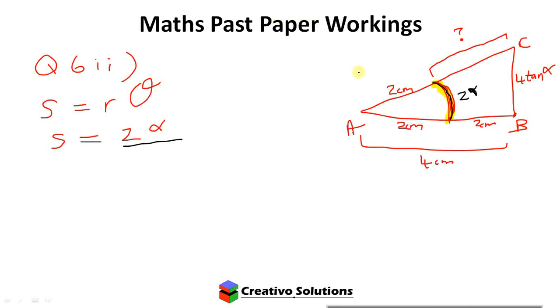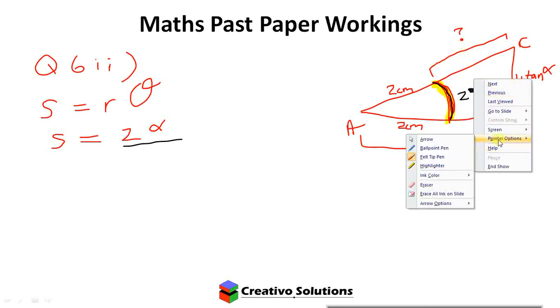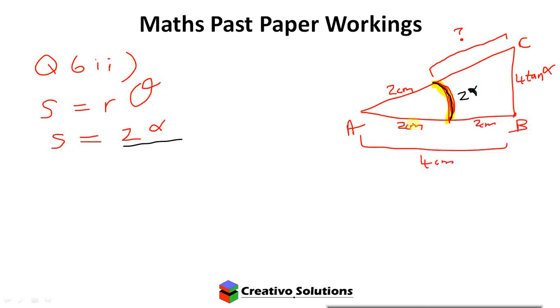Now the challenge is to get this bit, that length over there, the question mark. So I've got 3 lengths. I need the 4th length to find the perimeter of the shaded region. How do I get the length of AC? I need to use sine rule again. I know this is 90 degrees, I know this is alpha, and I know the side here is 4 tan alpha.